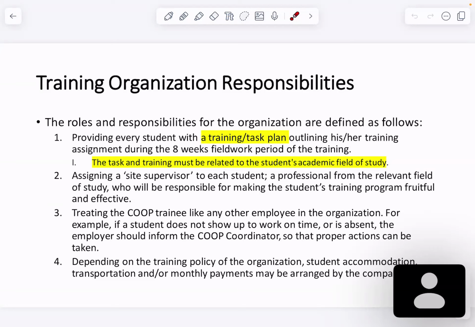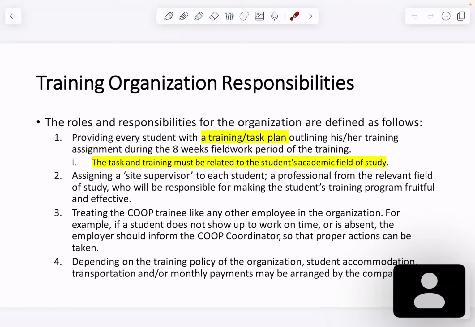Now for the organization, it's your right to have a clear training task plan from the beginning. So from the first week, you should have a plan about the tasks that you will do. That's the first. And then the period of these tasks and the plan should cover a minimum of 8 weeks. So that's the first responsibility. You have to do it there, minimum 8 weeks.